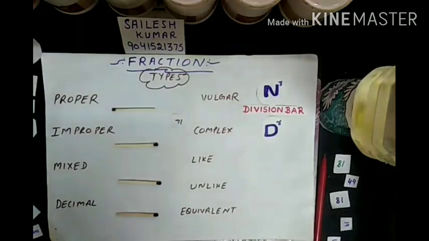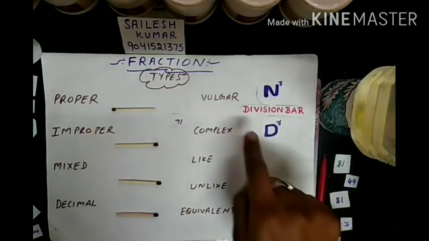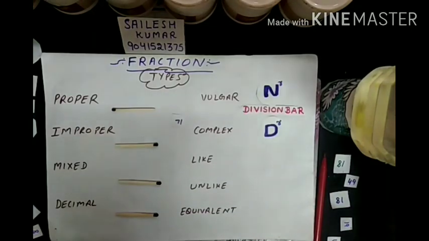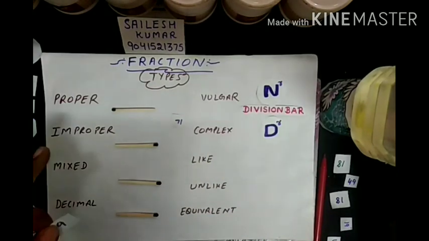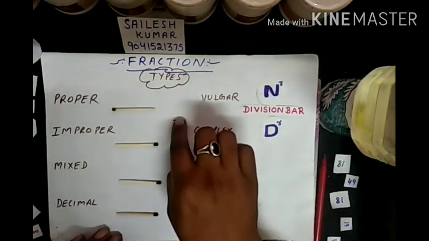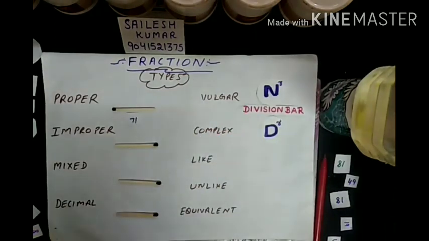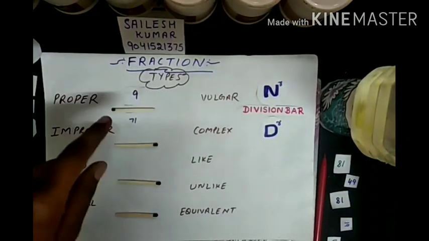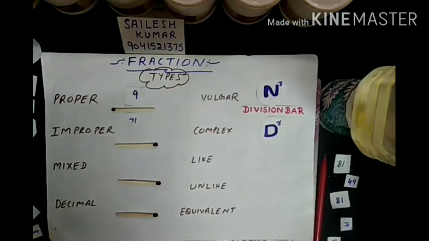Now we will study the various types of fractions. Here you know that this is the division bar, and the numerator and the denominator. So matchsticks are showing the division bar here. My first type is proper fraction. A proper fraction is one where the numerator is less than the denominator. I will consider two numbers so that the lower one is greater and the upper one is smaller. So it is called a proper fraction.